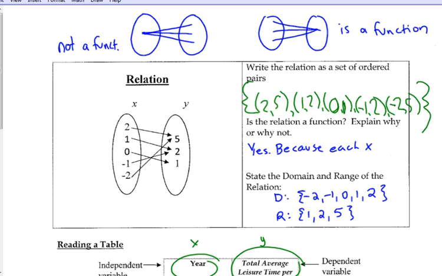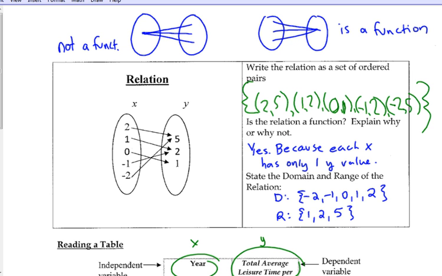Each x has only one y. Only one y value associated with it. So 2 only has one number associated with it. 1 has only one number associated with it. Okay, doesn't matter if there's a repeat in the ranges, you just can't have a repeat in our domain. Is that making sense? Ish?